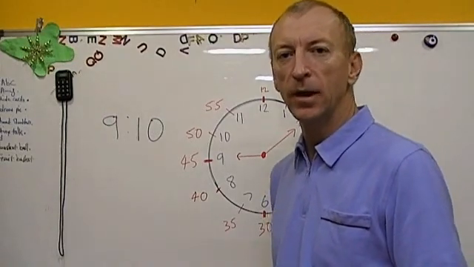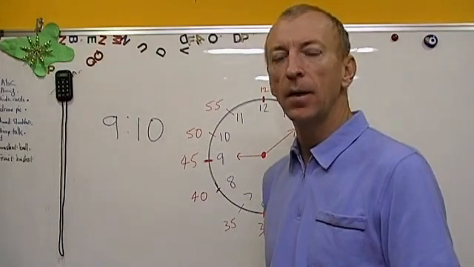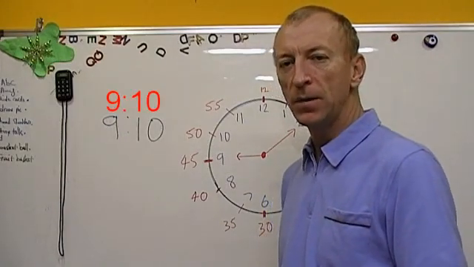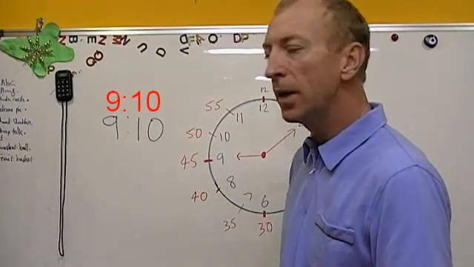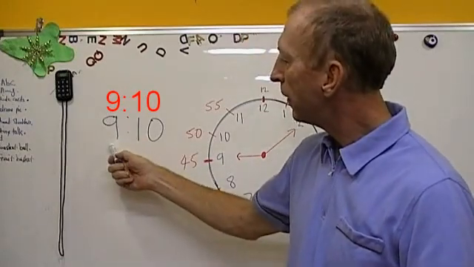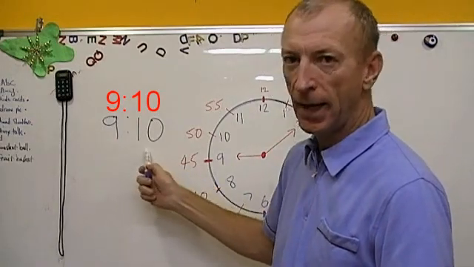Now, to tell the time in English, there are basically two ways or two methods that we use. The first method, we take the time here, is we read the time from left to right. So this is simply 9:10.